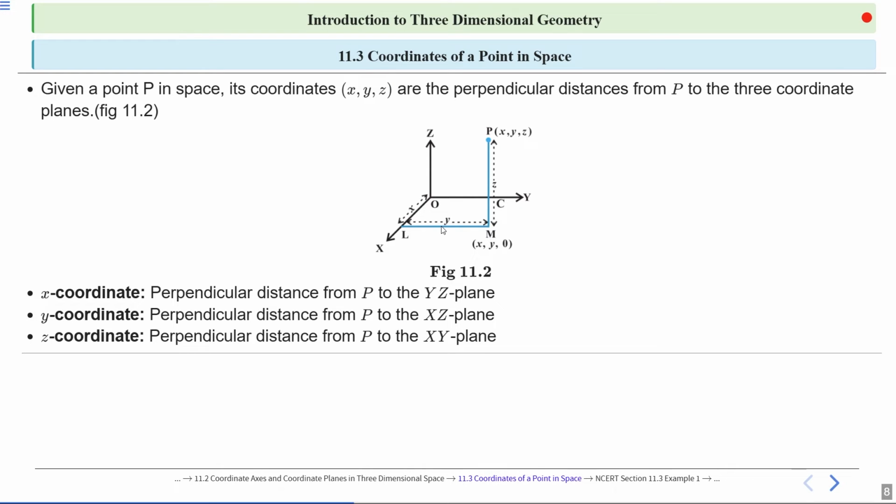Finally, let's look at the z coordinate. This shows us the perpendicular distance from point P to the xy plane. So if you draw a line straight down from P to the xy plane, the length of the line is the z coordinate. This way, all three coordinates together tell us exactly where P is in space.